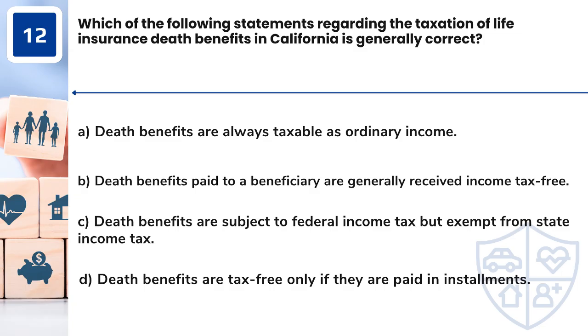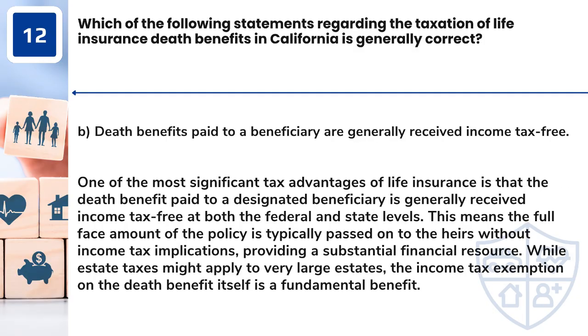Question 12. Which of the following statements regarding the taxation of life insurance death benefits in California is generally correct? A. Death benefits are always taxable as ordinary income. B. Death benefits paid to a beneficiary are generally received income tax-free. C. Death benefits are subject to federal income tax but exempt from state income tax. D. Death benefits are tax-free only if they are paid in installments.